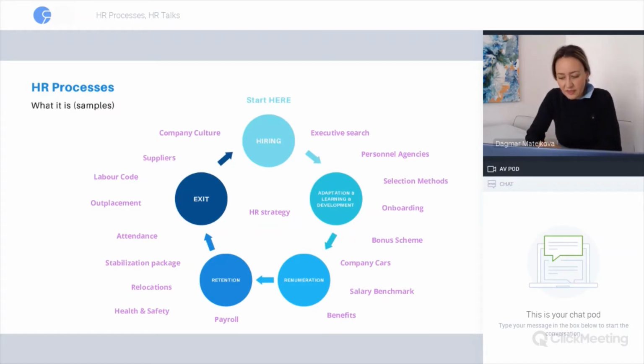Learning and development, that's another part of the HR which really needs to be process driven. Because I saw it so many times, that companies are investing into learning and development, but there is no strategy and no process. So usually you are wasting your resources, your money, and your time, because you're sending your employees to trainings which they don't need.